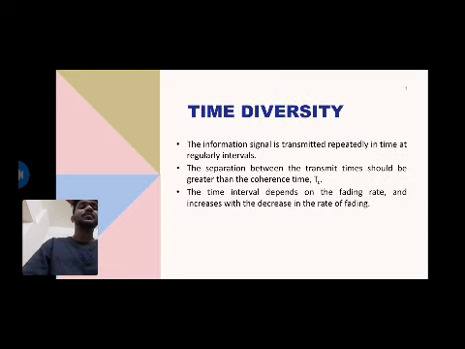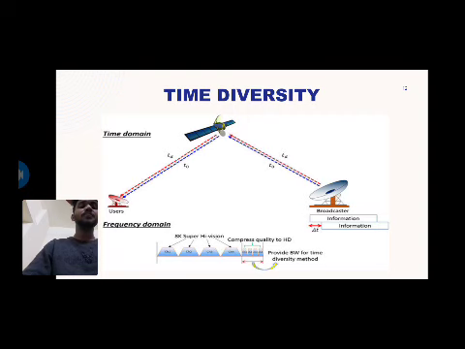Time diversity. The information signal is transmitted repeatedly in time at regular intervals. The separation between the transmitting times should be greater than the coherence time Tc. The time interval depends on the fading rate and increases with the decrease in the rate of fading. Time domain, frequency domain.